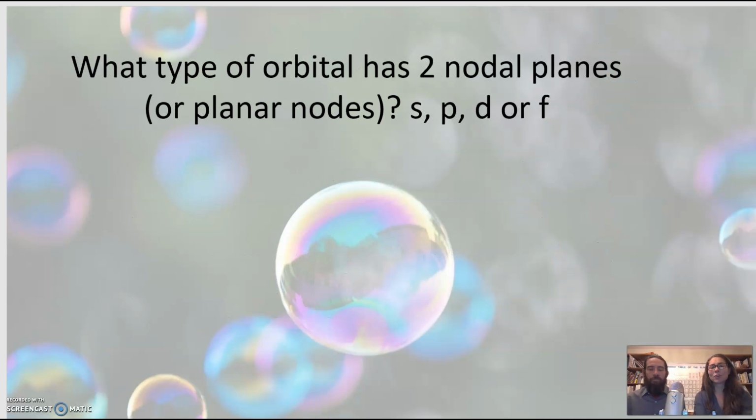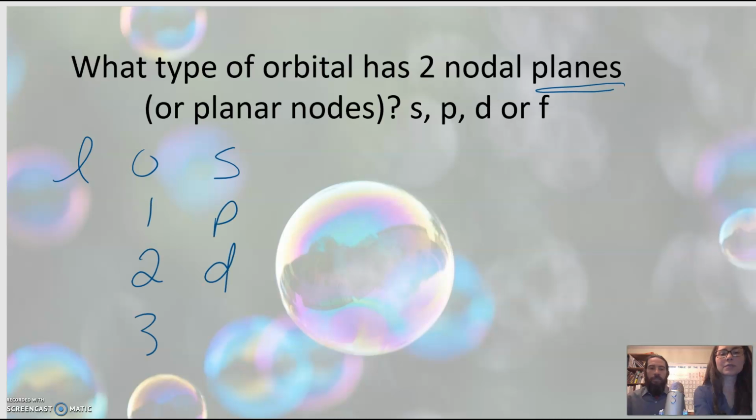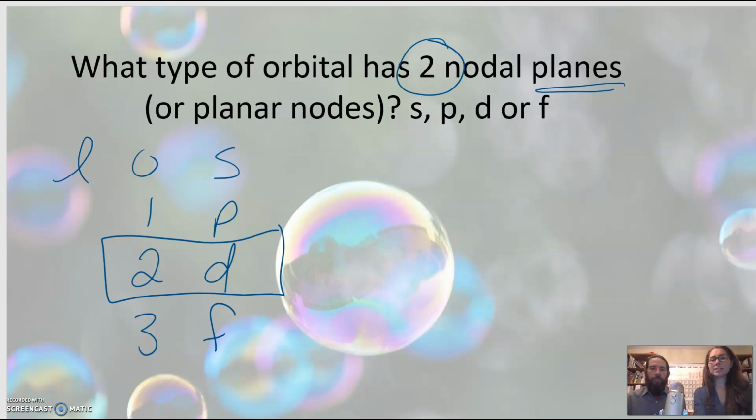Okay, so what type of orbital has two nodal planes, same as planar nodes? Is it s, p, d, or f? Remember, our planar nodes equal L. We were talking about how when L is 0, it's an s, 1 is a p, 2 is a d, and 3 is an f. So if we were looking for 2, then it must be a d orbital. A d orbital, cloverleaf. And we saw that it's pretty easy to visualize those two planar nodes in that cloverleaf shape. This would be any d orbital, so any of these.